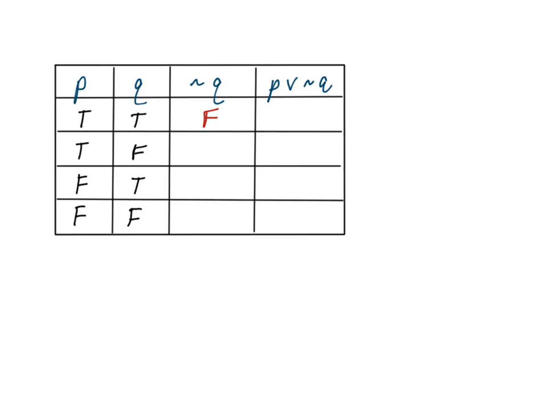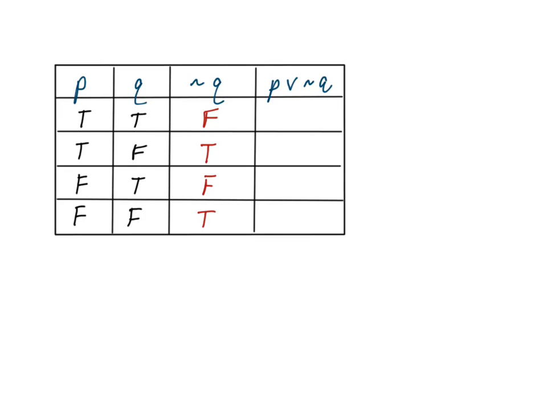Remember, the negation of a statement will have the opposite meaning, or basically it'll have the opposite truth value. So then we have Q is false, so the opposite truth value would be true. If Q is true, that would make not Q false. And if Q is false, that would make not Q true.